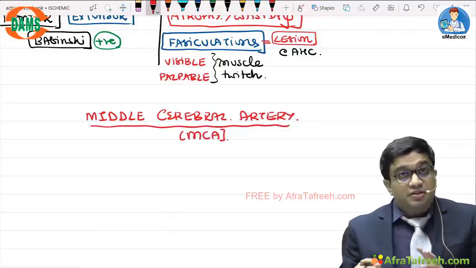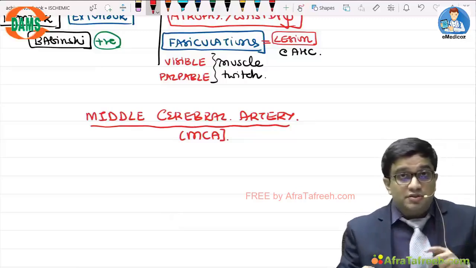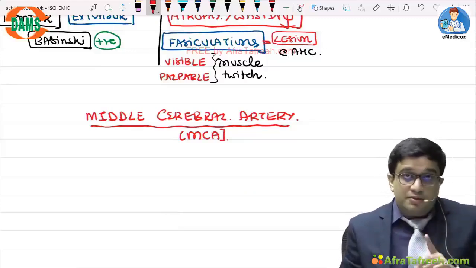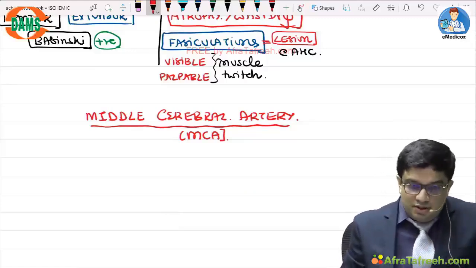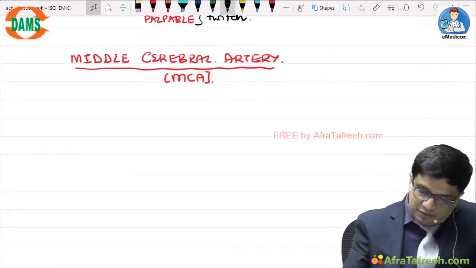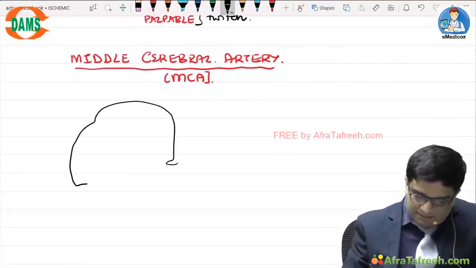Now when I look at the distribution of the MCA, I made a diagram earlier also in the homunculus. Yes, it kind of supplies most of the motor cortex except for the lower limb, which goes with the ACA. So I may draw another coronal view of this thing to explain it in a view. How deep does it go to supply the brain?